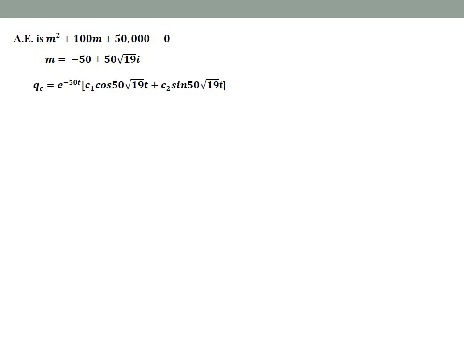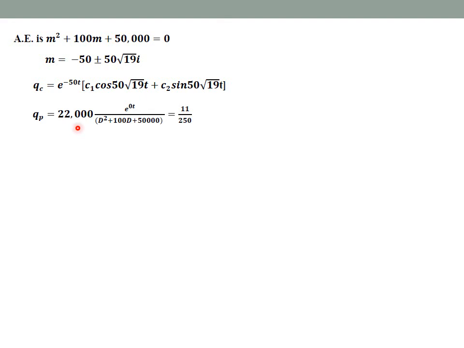So what will be my qc now? Again, it's a complex root. So e power minus 50t c1 cos 50 root 19t plus c2 sin 50 root 19t. Proper? Yes. Now we should not stop here. See, in the earlier problem, my equation itself was equated to 0. But in this problem, the equation is equated to some number. So I have to find out QP also.